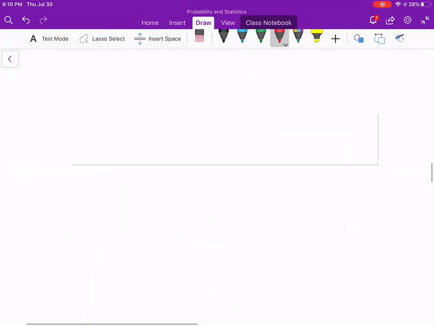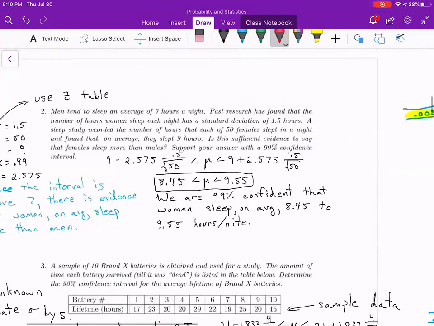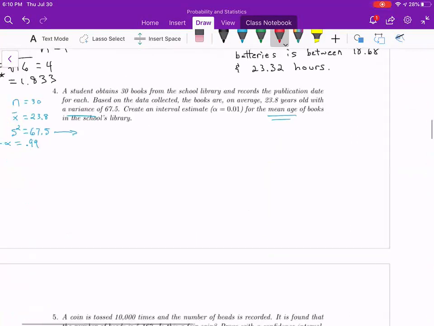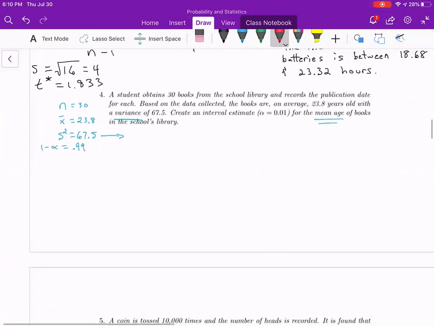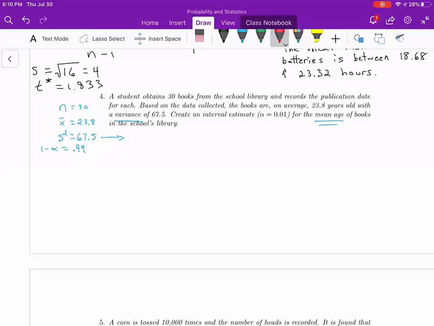And for problem 4, sigma is not known, and so I would use the T table. So we've got n, x bar, we have s squared, which gives us s pretty quickly. And so we need t star.